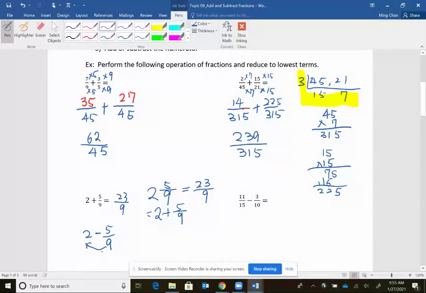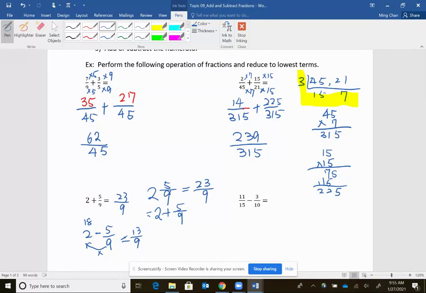2 times 9 is 18. This time I don't add. Instead, I will subtract. 18 minus 5, 13 over 9. There you go. So when do I write the whole number as over 1? When I multiply or divide. Okay, when I add and subtract, I use the trick.